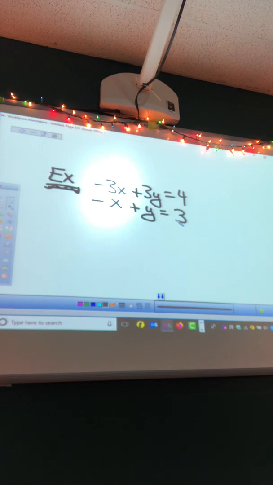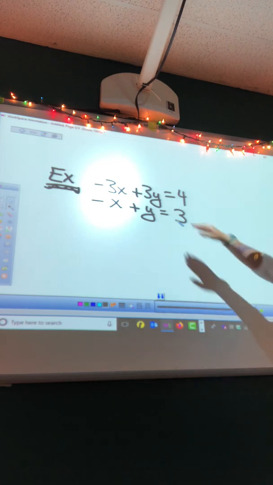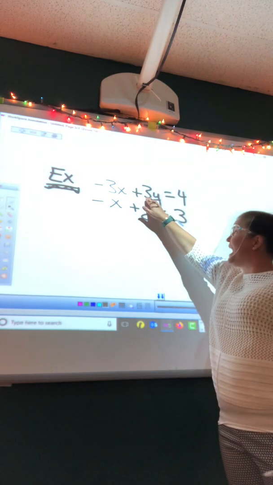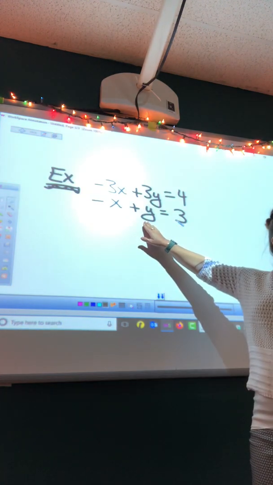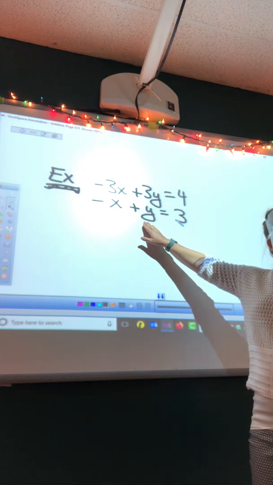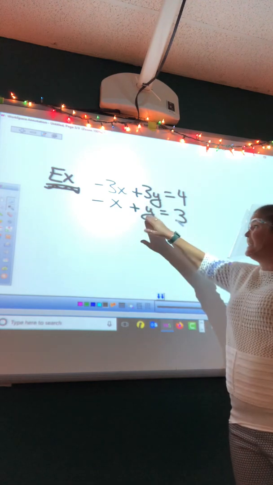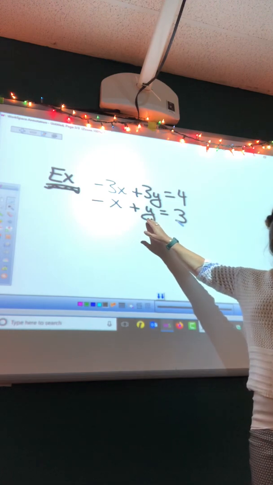We can eliminate x's or y's. Somebody choose a variable. What do we want to eliminate, x or y? Y. Sure. We choose y. I agree. So then if I look at the top equation, I have a positive 3y. Therefore, what do I need on the bottom equation to eliminate them out? Negative 3y. So that means I need a negative 3 in front of that y, correct?